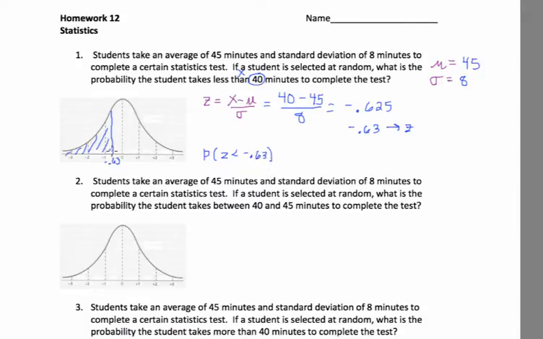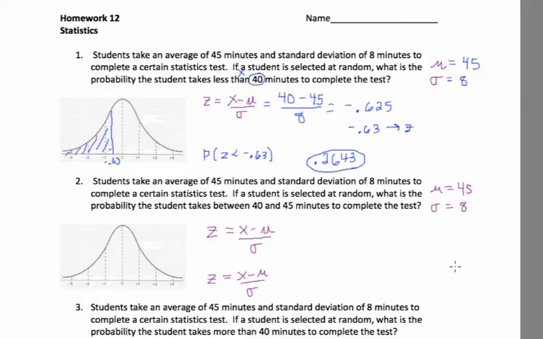Our table gives us probability to the left of, probability less than. So all we have to do is look up this number in our z-score table and find the probability that goes with it. Negative 0.63 on the outside, and you go to the inside and you find 0.2643. About 26% is the probability that the student will take the test in less than 40 minutes.